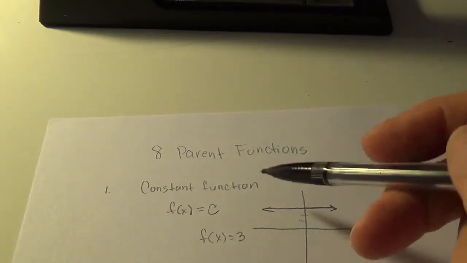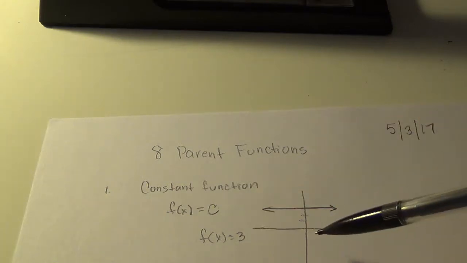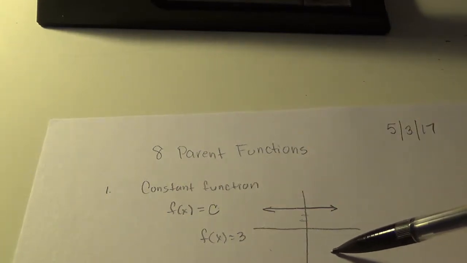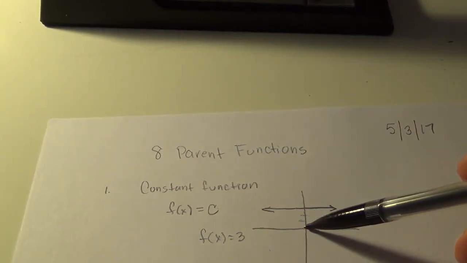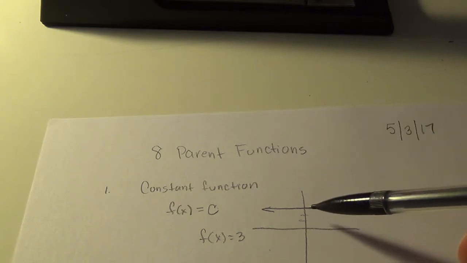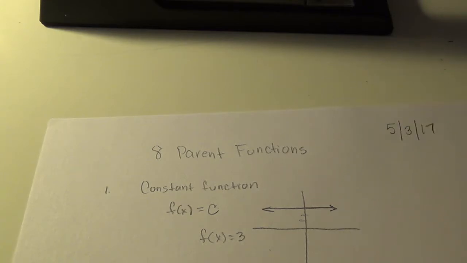So it depends what c is. It could be -2, where it would cross down here. It could be 0. So this is an example of the constant function.